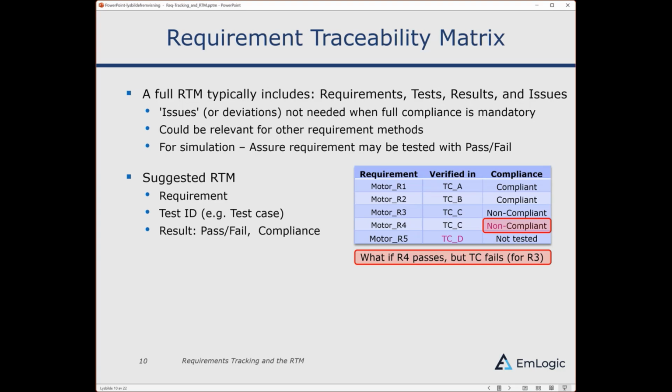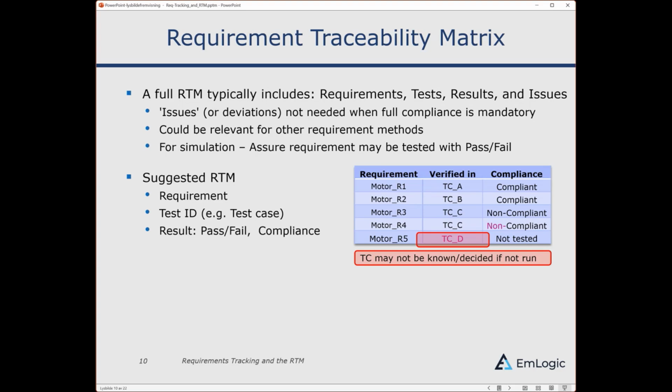And in this case, it could be that, in fact, the motor R4 requirement passed in the test. But as you can see from test case C, motor R3 requirement was also tested in the same test case, and that failed. And then, to be really conservative, you could say that if a test case has failed for one requirement, then it should also fail for any other requirement within that test case.